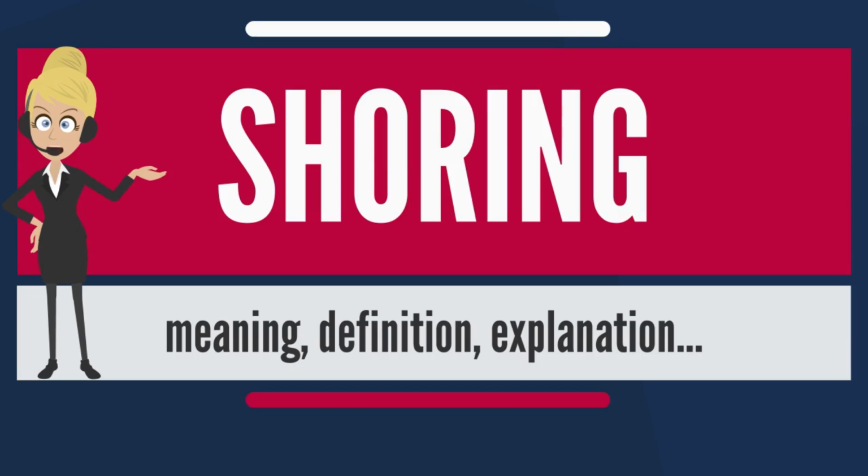Raking shores consist of one or more timbers sloping between the face of the structure to be supported and the ground. The most effective support is given if the raker meets the wall at an angle of 60 to 70 degrees. A wall plate is typically used to increase the area of support.